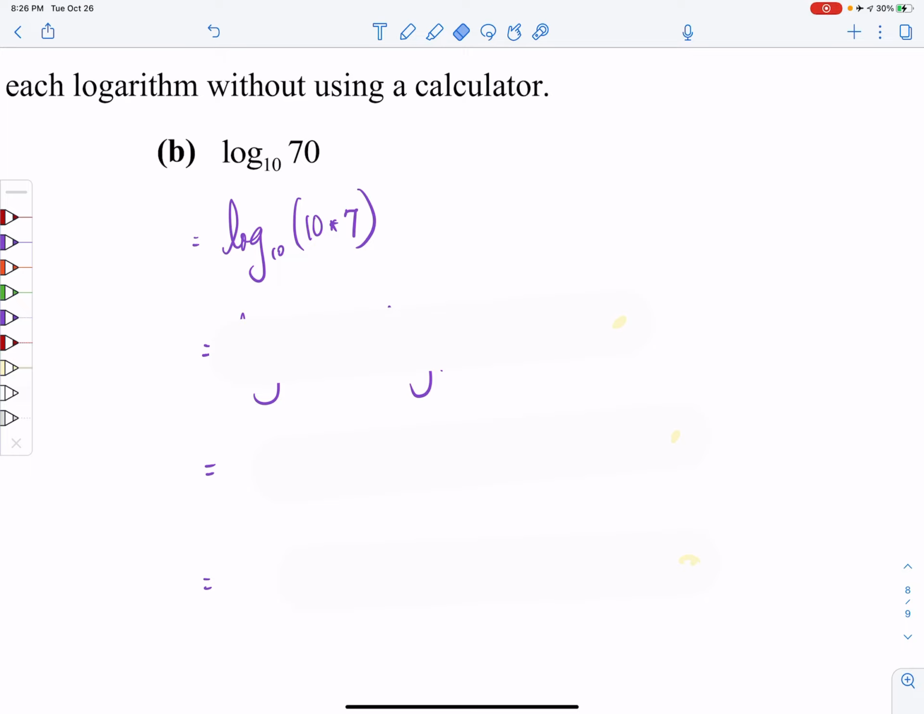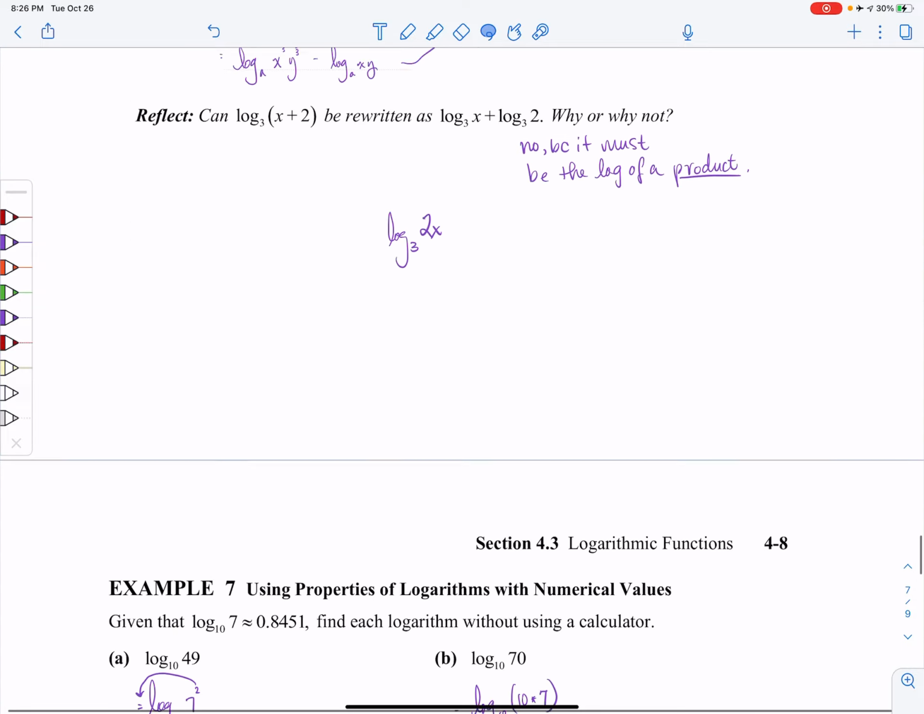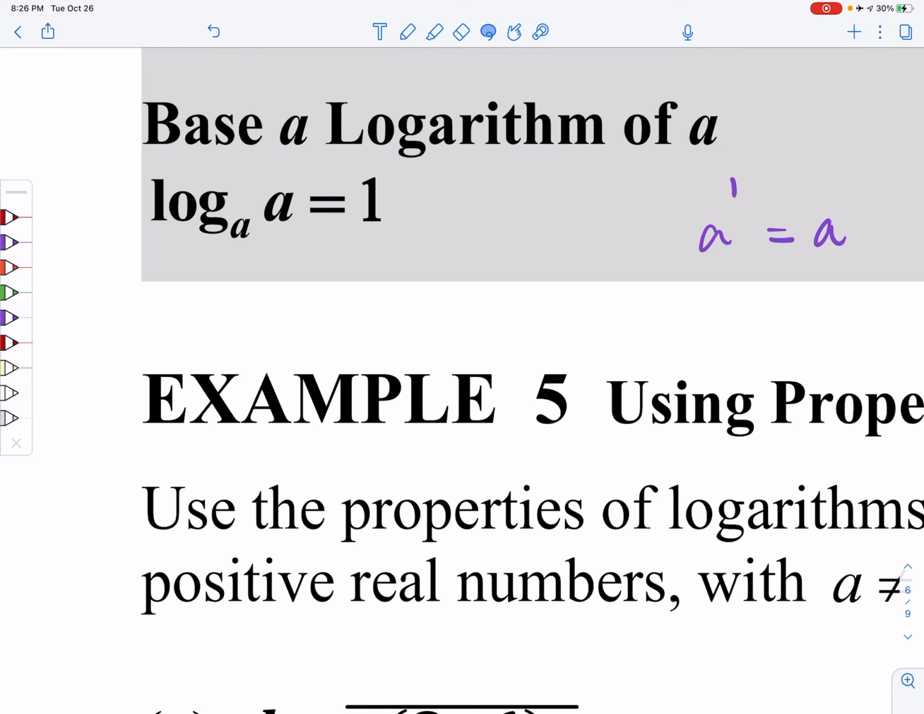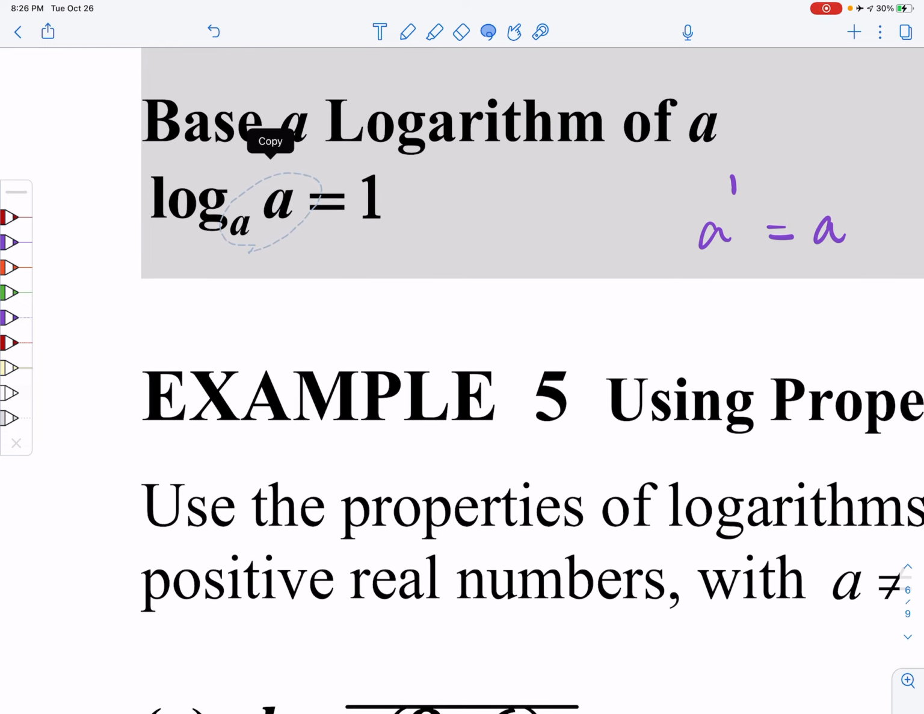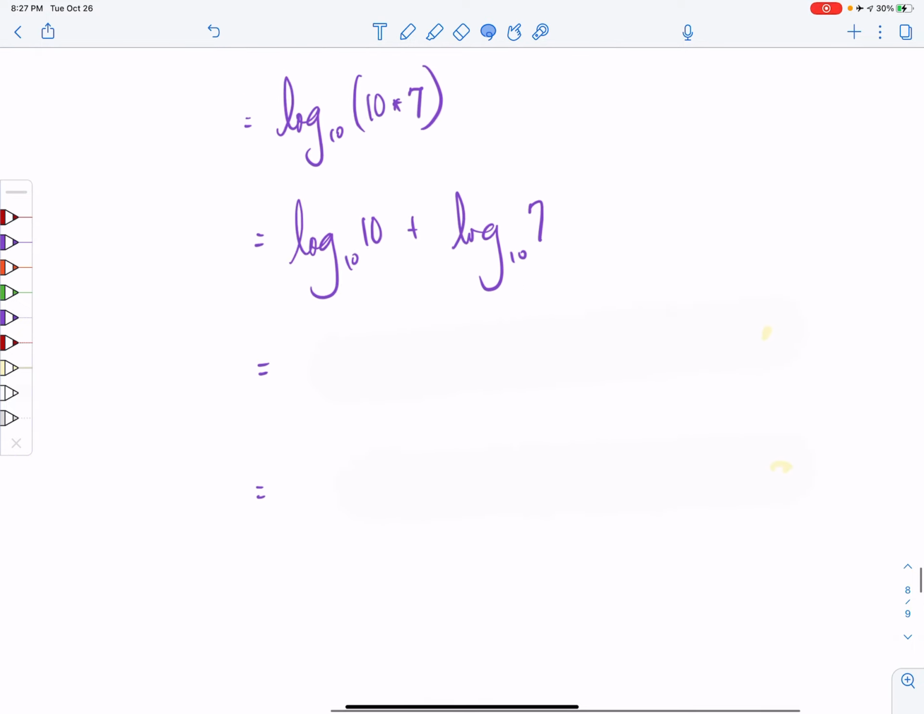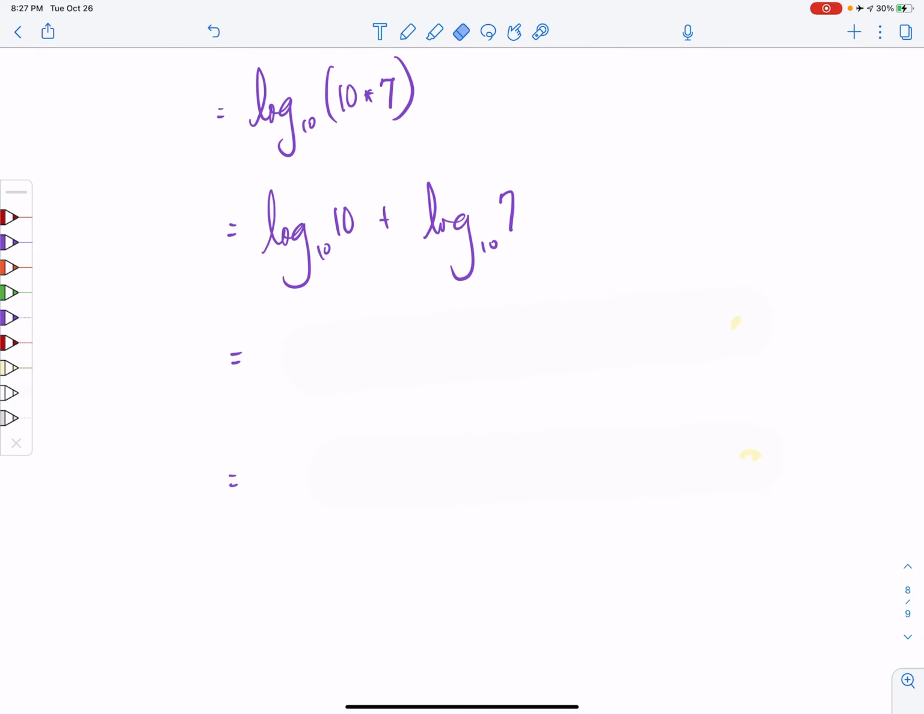The product rule says we're going to break it up into log base 10 of 10 plus log base 10 of 7. Notice that the log of the product became the sum of my 2 logs. Well, log base 10 of 10, if I can direct you back to the properties, is going to look like this property right here. When those bases match, it's always going to equal 1. So log base 10 of 10 is just going to be the number 1. Log base 10 of 7 was that decimal handed to us in our given set of directions. Add these two together, and you get 1.8451.